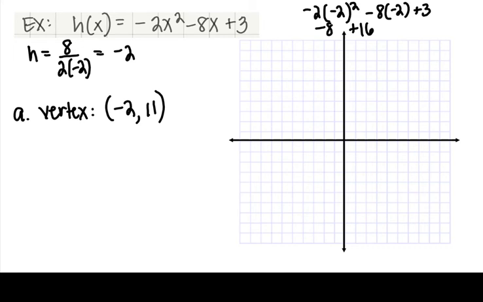Let's make sure that we did that right. We had negative 2x squared minus 8x plus 3. So negative 2, 11 is just off the chart right here. Our axis of symmetry, that is correct, right? 4 times negative 2 is negative 8, plus 16 is 8, 8 plus 3 is 11. Our axis of symmetry is going to go right through x equals negative 2. It goes right through the x value of our vertex.